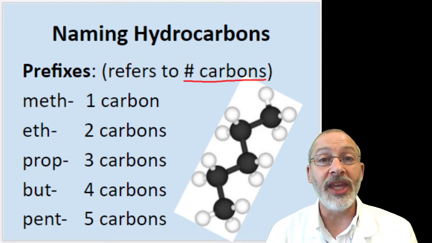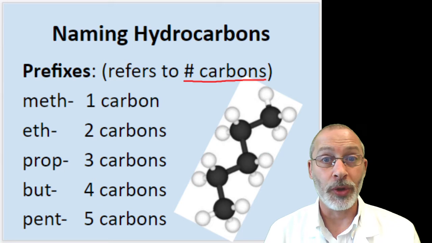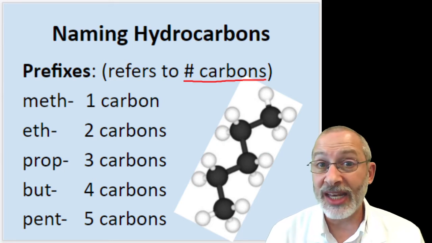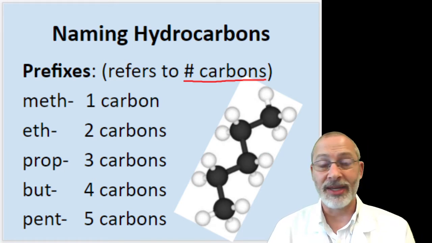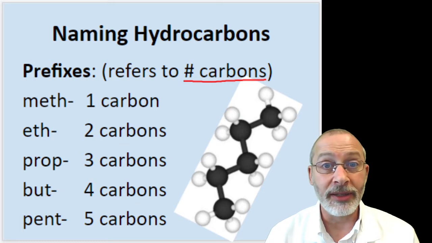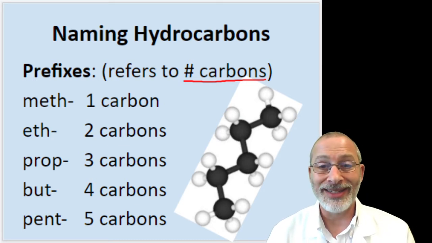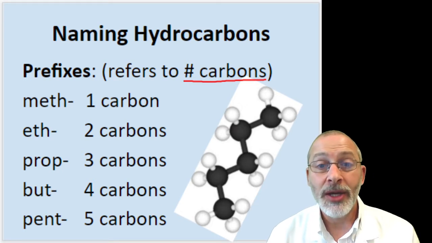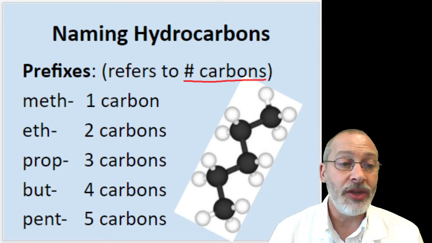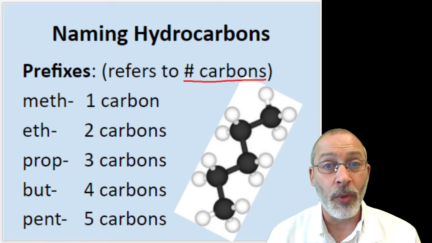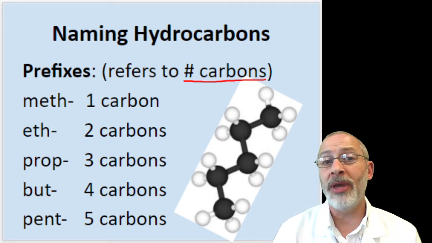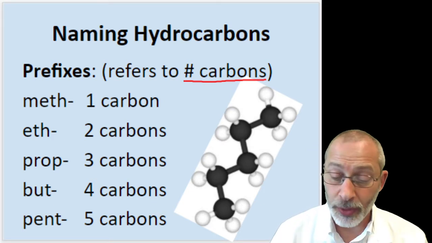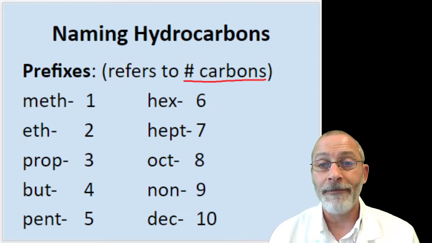Maybe you've heard of the Pentagon, the world's largest 5-sided building, down in Arlington, Virginia, outside of Washington, D.C. So meth, eth, prop, but, pent, 1, 2, 3, 4, 5. These are going to be some of the more common ones that we will be using for the remainder of the week, but I'm going to give you the other ones up to 10 as well.